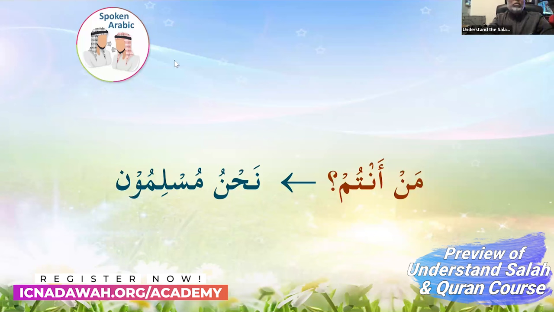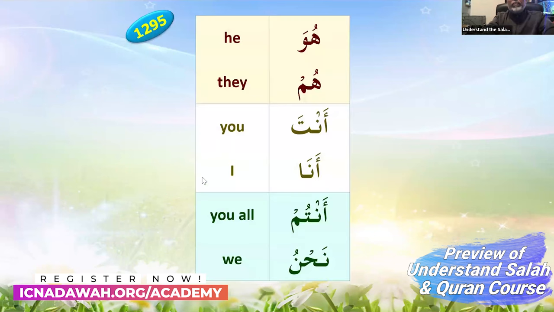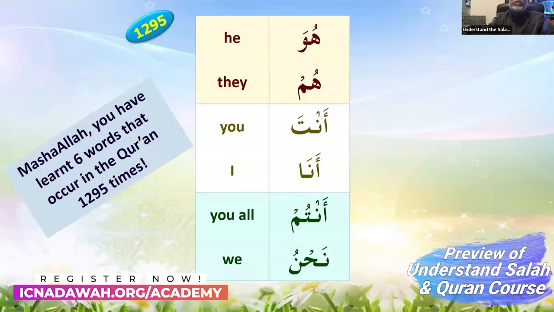So now, we have learned these six words. Please learn these six words: huwa, hum, anta, ana, antum, nahnu. I would strongly encourage you to spend another 5 minutes after the class. You don't have to sit down to do this exercise. While you're doing another thing, walking, going to the masjid, coming back or driving the car, just say huwa, hum, anta, ana, antum, nahnu. In 5 minutes, you can repeat it 100 times.